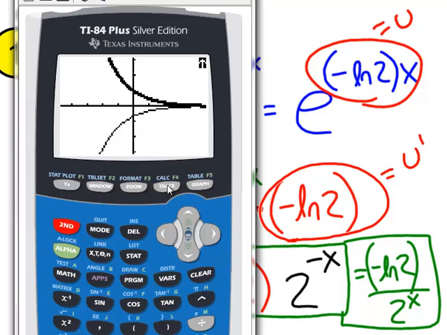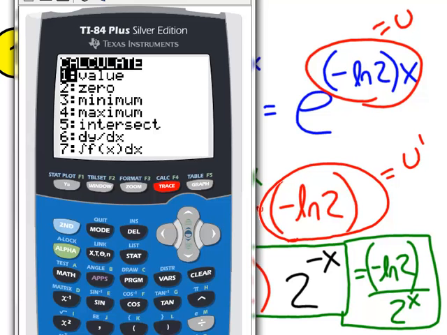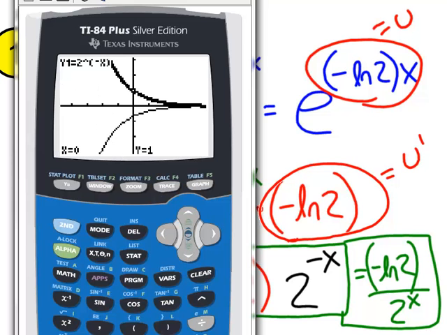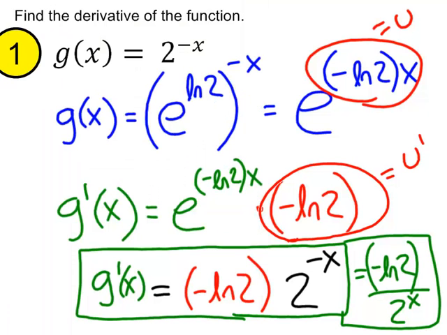And I'll go to second calc, type number 6, dy over dx. Let's evaluate at, how about 1? And we see the derivative is negative 0.3466, basically. And I jump down, and I see that the output of the derivative curve is negative 0.3466. So we know we're in good shape here. Let's go on to the next exercise.